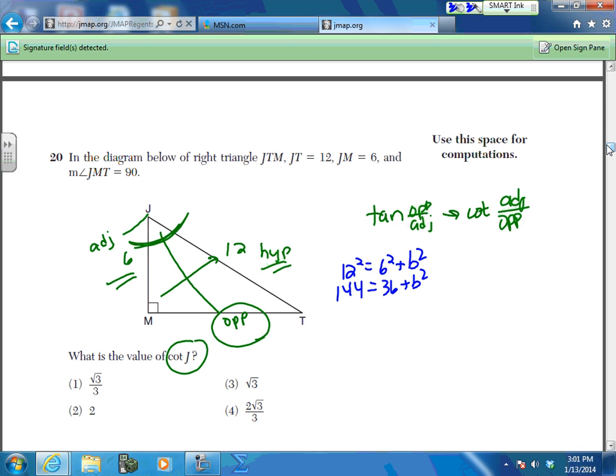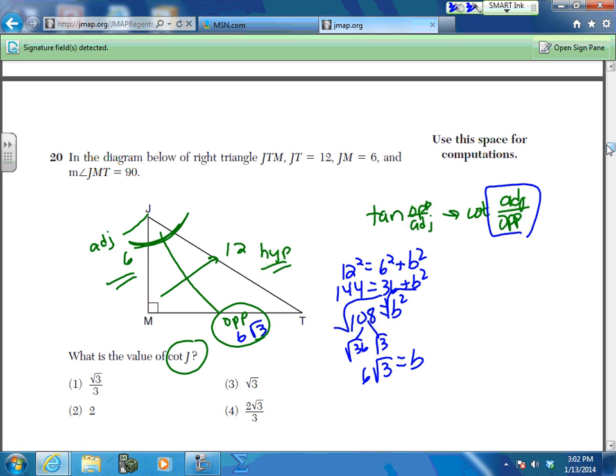And you can subtract these. Take the square root. Notice they don't have anything that has 108. You have to separate this into your perfect square times your not so perfect square. So now replace this. And now do your cotangent.